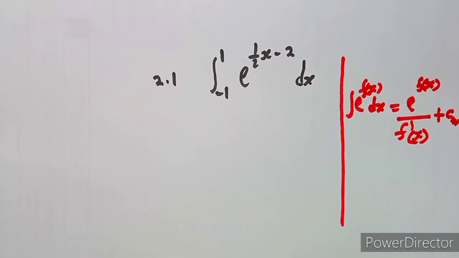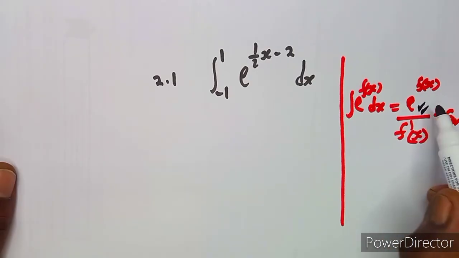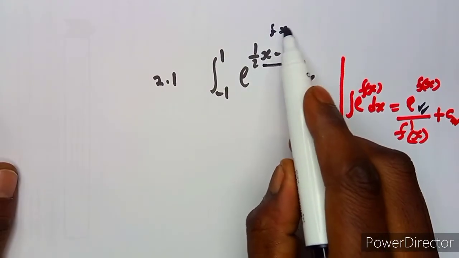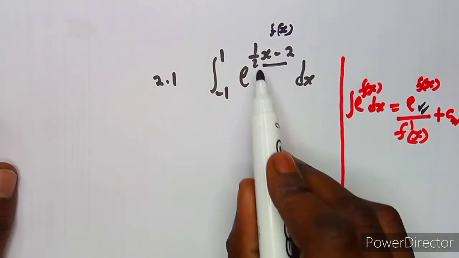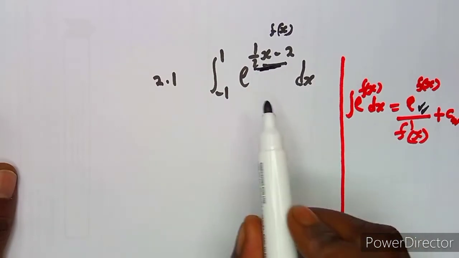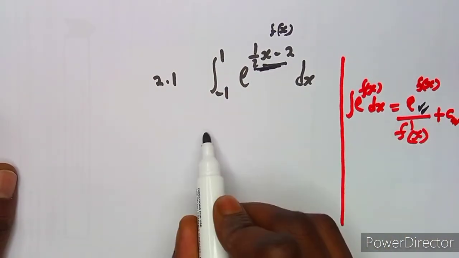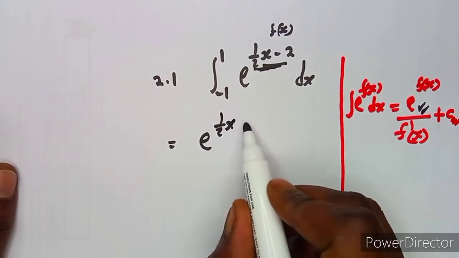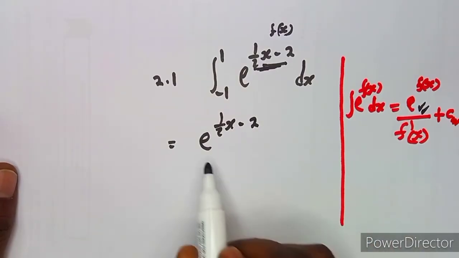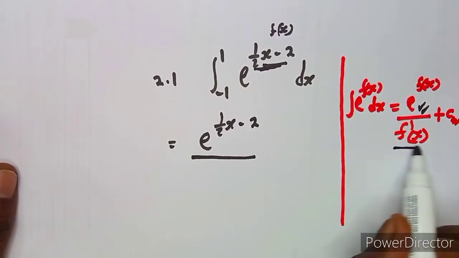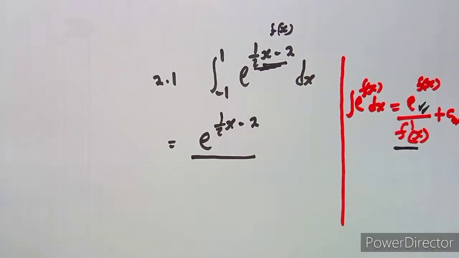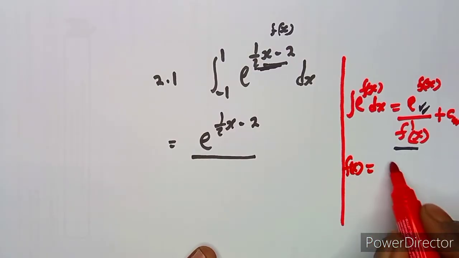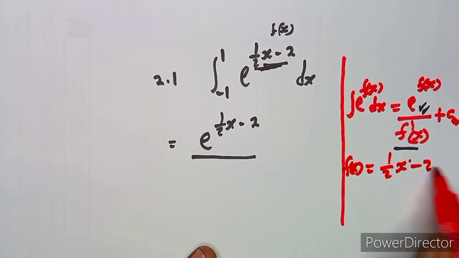So what does this mean? This is e to the exponent of f of x, which is this part here. This is your f of x here, this part with x. So the first part has to remain as it is, which is going to give us e to the exponent of half x minus 2. Everything over the derivative now of f of x, which is this part here. Our f of x is equivalent to half x minus 2.